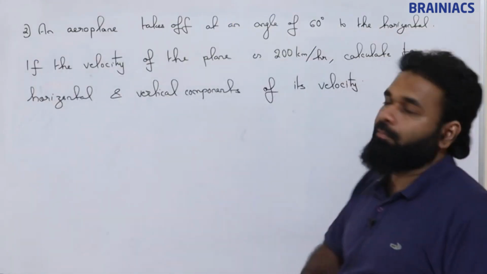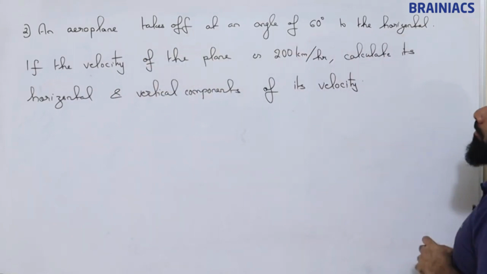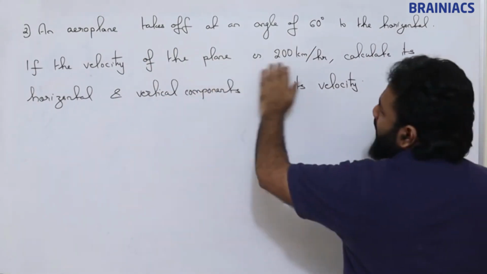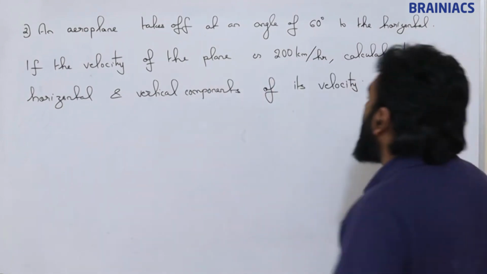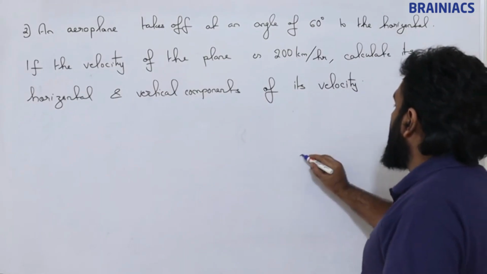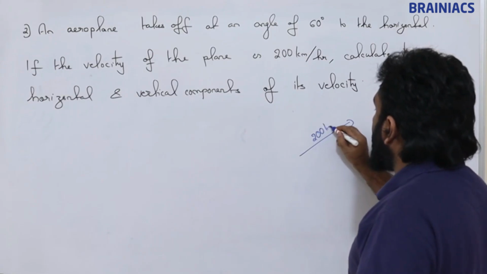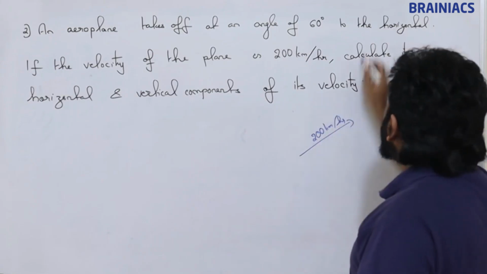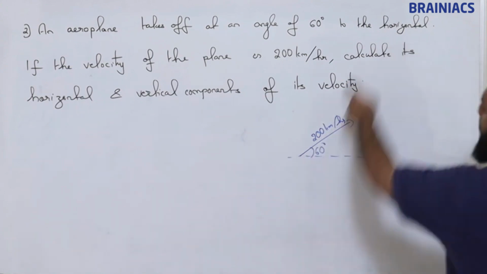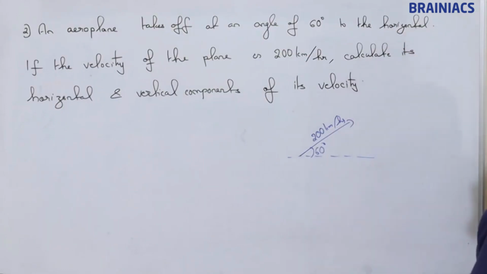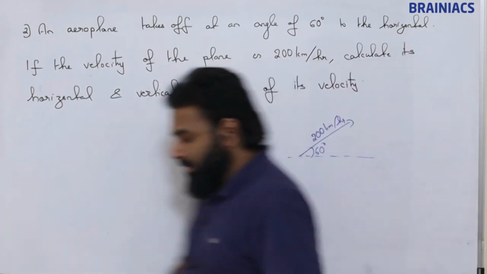This is another question. An aeroplane takes off at an angle of 60 degree to the horizontal. If the velocity of the plane is 200 km per hour, calculate the horizontal and vertical components of its velocity. So they have given the value of velocity as 200 km per hour, and this is at an angle of 60 degree to the horizontal. Now we need to find its horizontal and vertical components. Okay, so a simple question, only a direct question. You just do this.